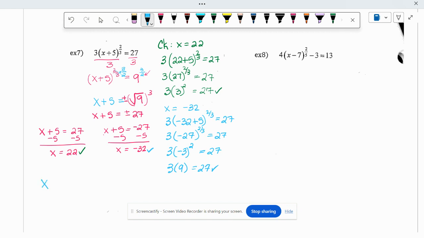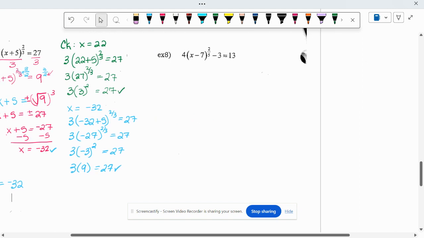So I have two solutions. I have x equals 22. That's a good solution. And I have x equals negative 32. That's also a good solution. Okay. You guys are doing great. Let's go to the next one.